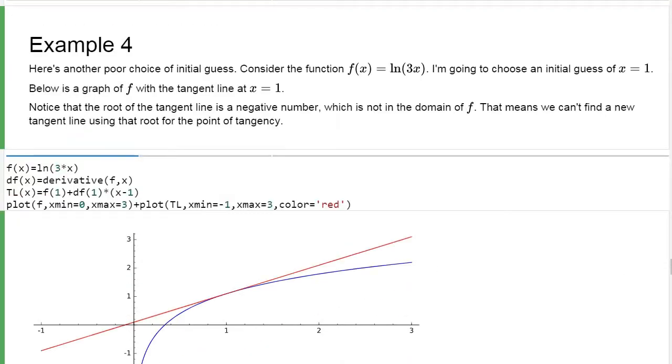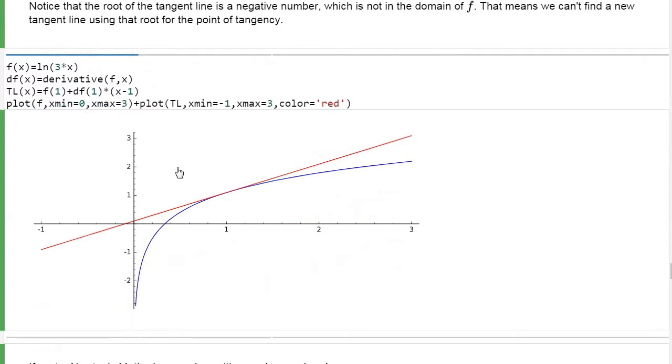Here's another example of a poor choice of initial guess. The function is the natural log of 3x, and that function has a limited domain. At least if you want a real number to come out, you need the input to be positive. So 3x needs to be positive to be in the domain of this function. I looked at the graph, but I chose a bad initial guess. I based my tangent line on x equals 1. And you can see the actual root was like 0.35 or something like that. So 1 was a bad guess.